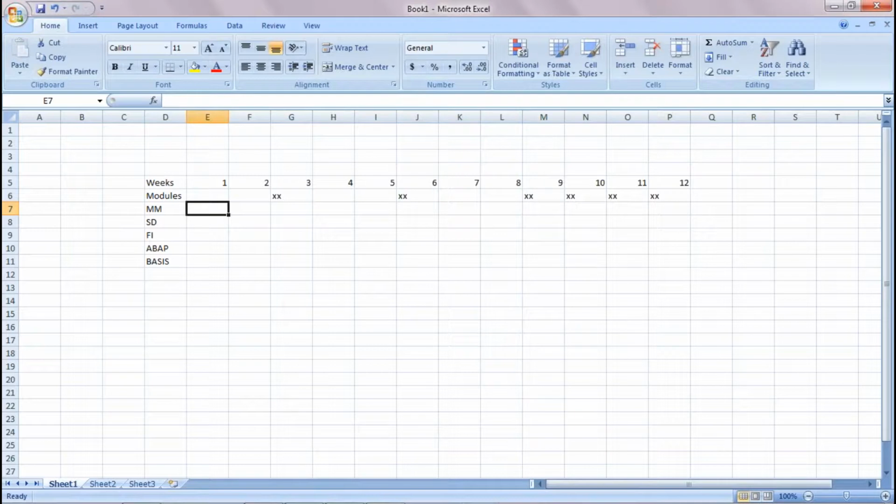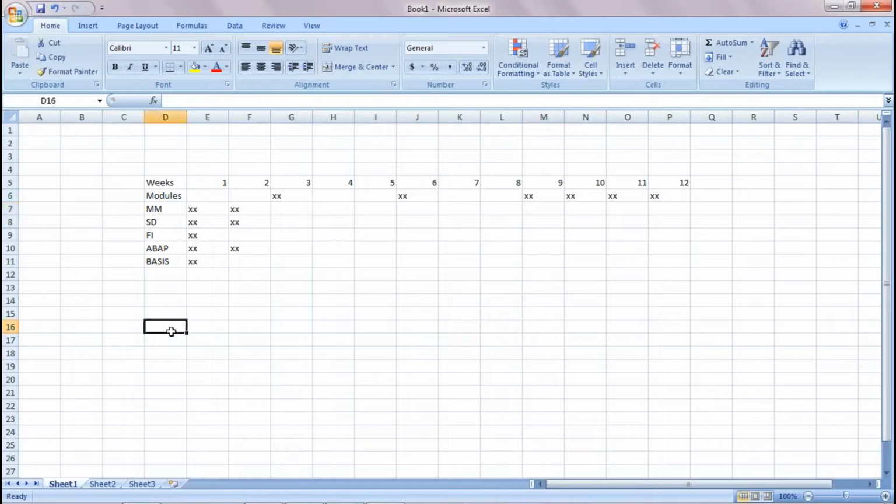Now when 3 weeks have come, what does MM do? MM is only able to complete 2 weeks of tasks. SD is able to complete only 2 weeks of tasks. FI completes only 1 week of tasks. ABAP also 2 weeks of tasks. This one completes only 1 week of tasks, and this one also only 1 week of tasks. Now the meeting day comes. What do people have to say about why this is not complete on time?